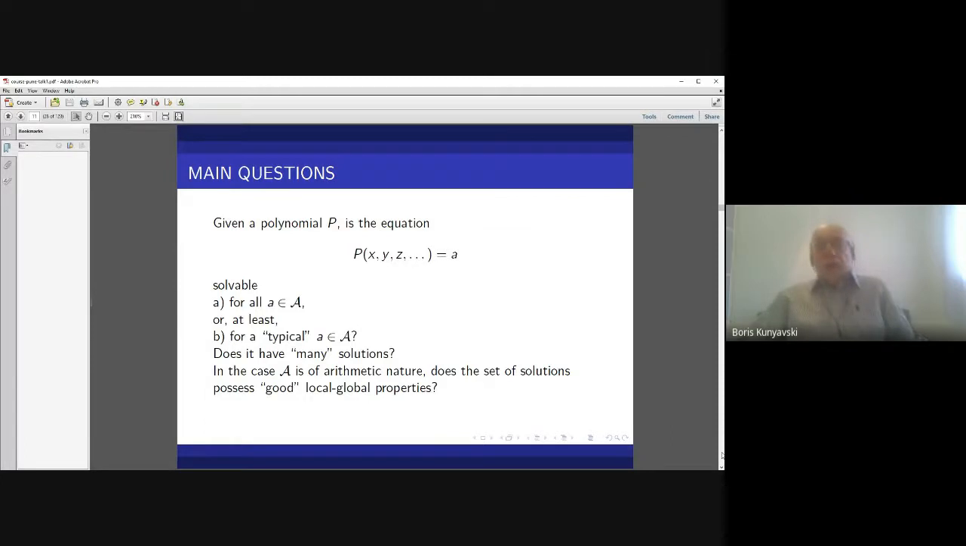Also, in one of the forthcoming lectures, I will consider some cases where our group or algebra is of arithmetic nature. So some number theory is involved, and I will be interested in good local to global properties of the set of solutions of these equations. This will be formalized later. Also, it's interesting to know, does the set of solutions depend on A? This is the next question. Or if yes, to what extent? This can also be formalized and will be discussed later.